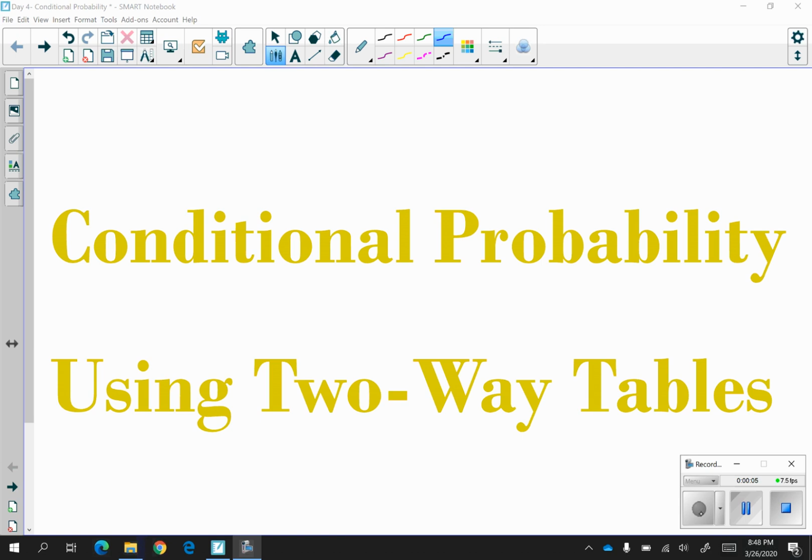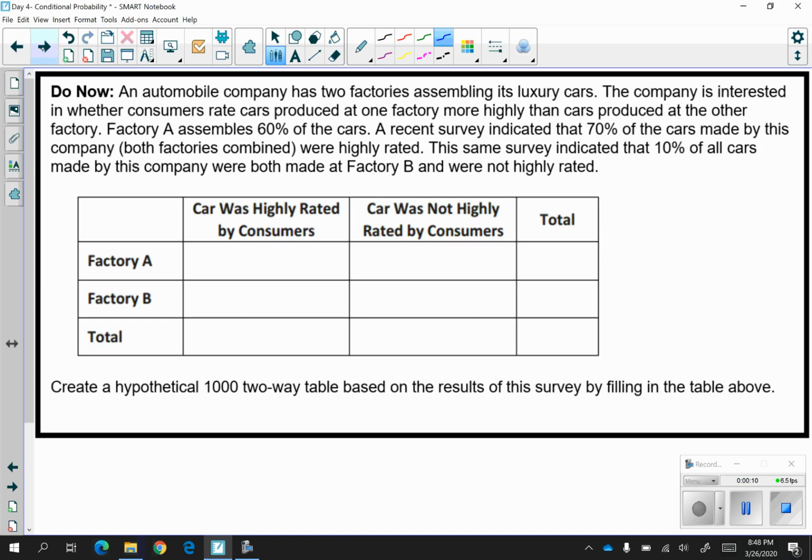Welcome to Conditional Probability using two-way tables. So work on the do now and resume the video to check your answers.